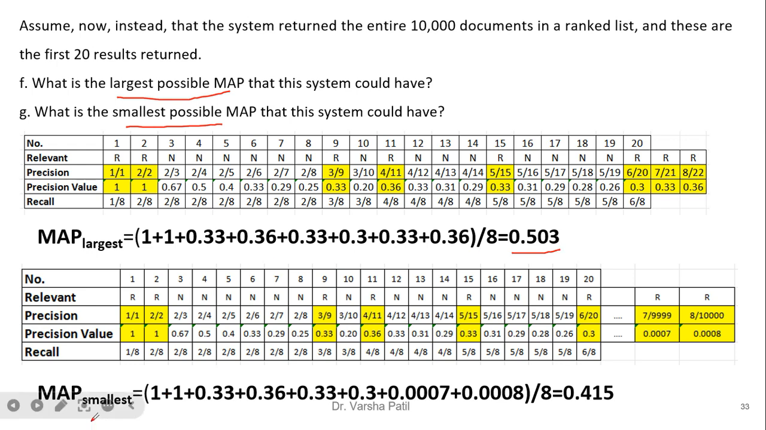Now we want the minimum MAP. Minimum MAP means we don't want a good retrieval rate or good precision. So at that time we assume that after 21 and 22 we get non-relevant documents, and at the end, at the second last position, that is 9,900, we get a relevant document, and at the 10,000 location we get our final, 8th relevant document. So we get this score, and when we take the average we get 0.413, and here we can check that the earlier score is higher because all relevant documents are retrieved at a very early stage compared to this.